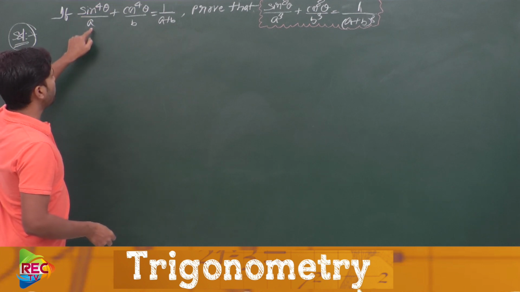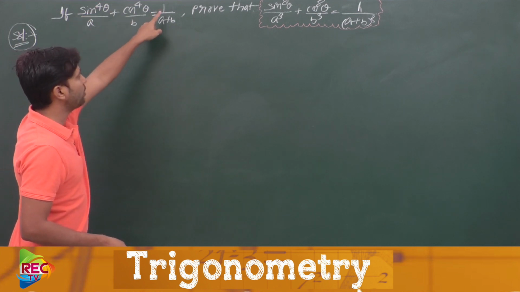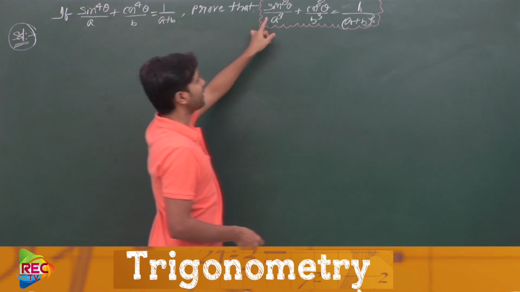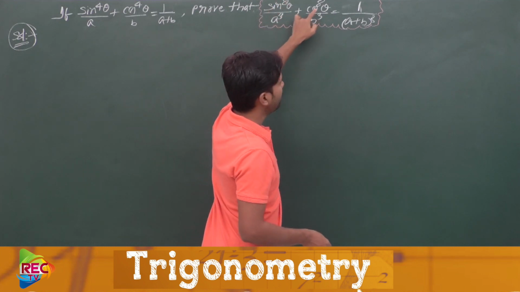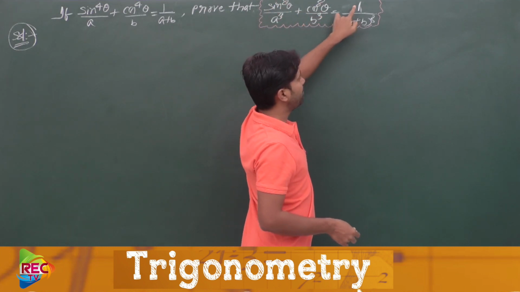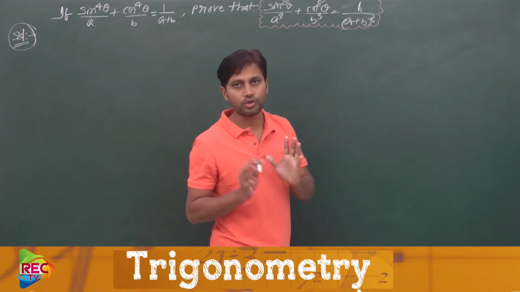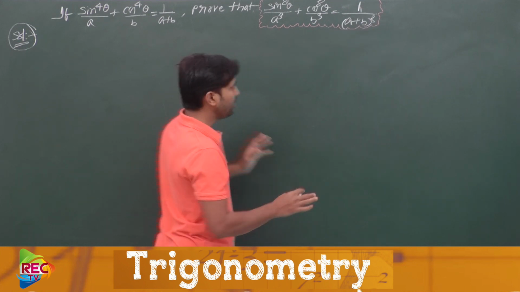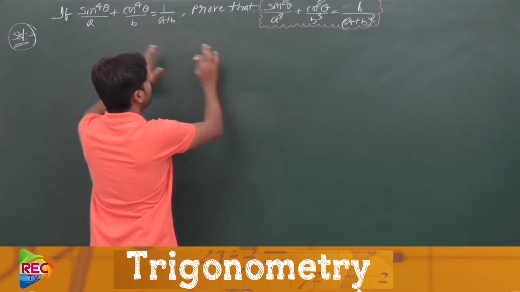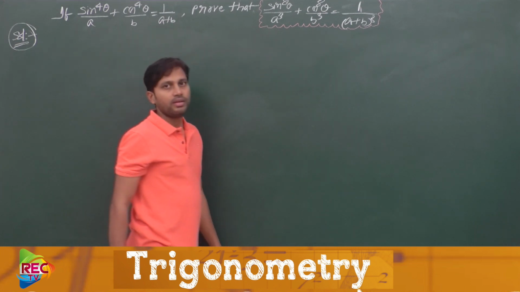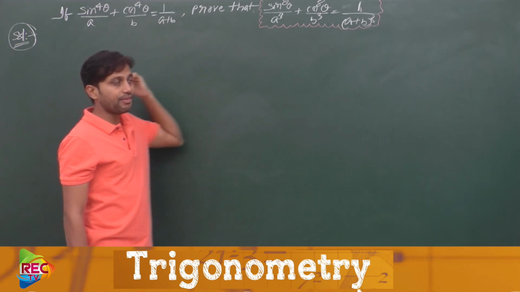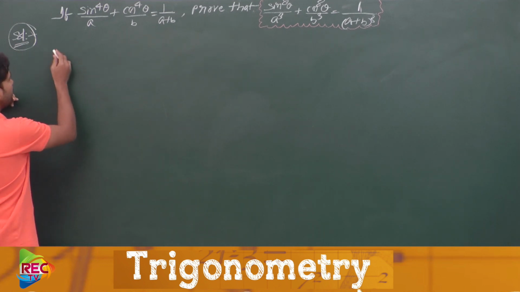If sin^4 θ / a + cos^4 θ / b = 1/(a+b), then prove that sin^8 θ / a^3 + cos^8 θ / b^3 = 1/(a+b)^3. So what is given here? This is the given condition and you need to show this. To prove this, let us take the given condition first. Let me start the solution here.